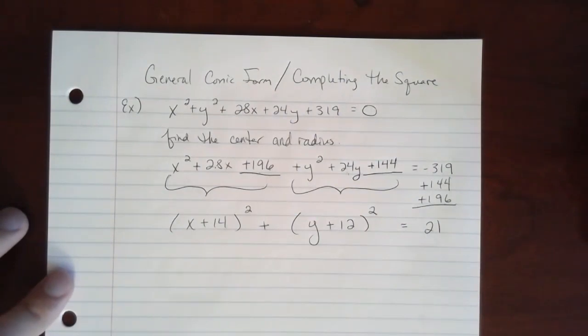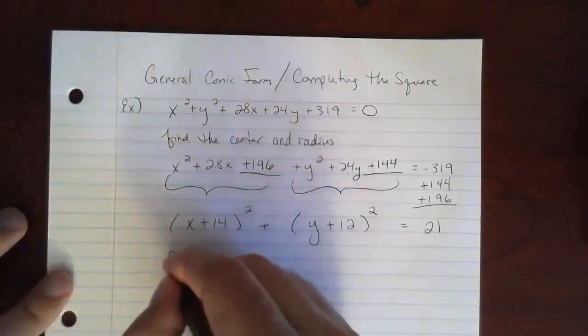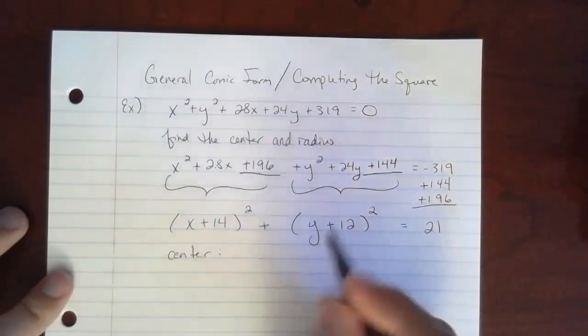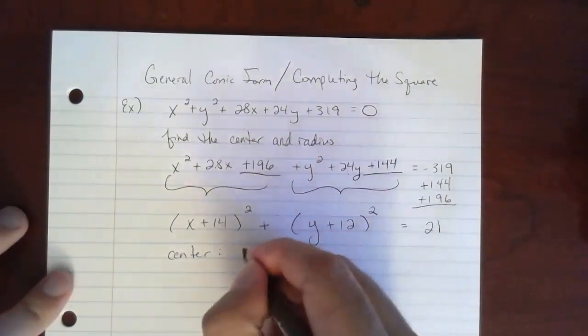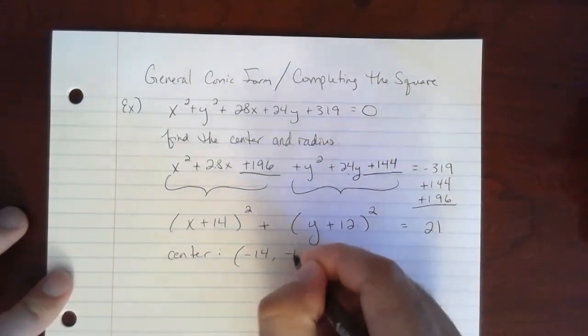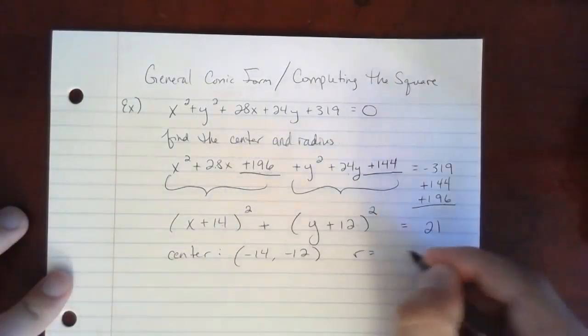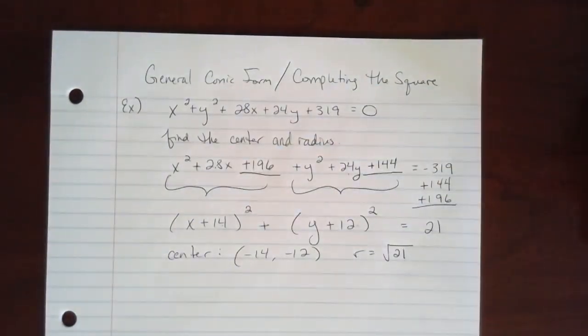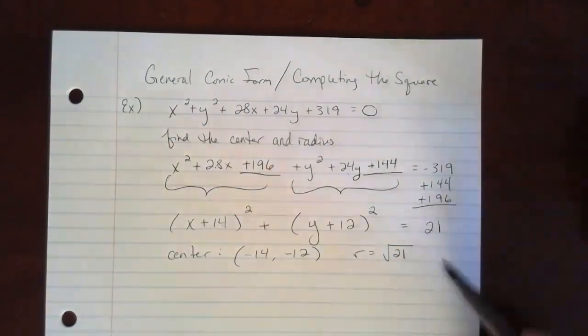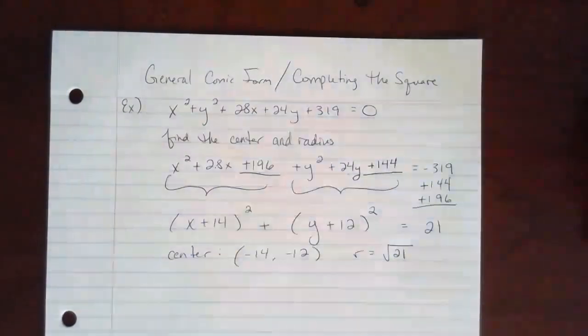This is our standard form for our circle. And so when I go to find my center and my radius, well, this is the easiest part of the problem. You take the 14 and the 12. In this case, they're both positive, so for my center, they're both negative. And then our radius, in this case, is just the square root of 21, and I'm just going to leave it that way because it's not a perfect square. You would simplify here if you could, and if they ask you to round, you could do that as well.